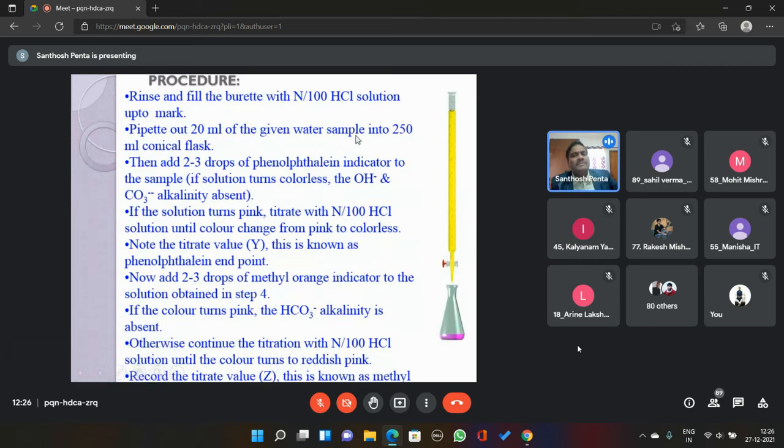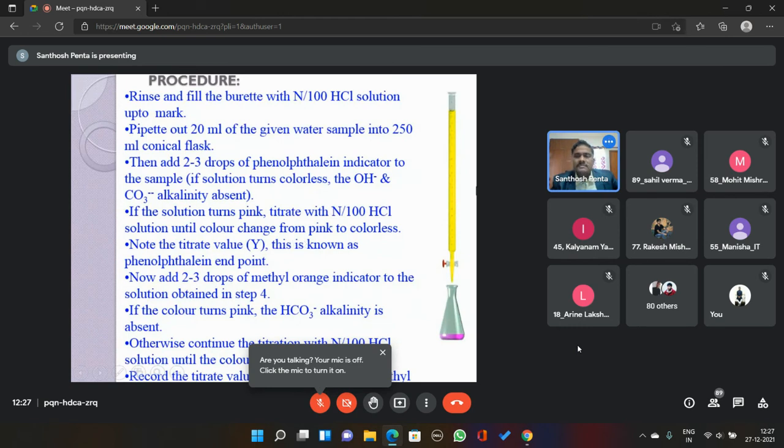Pipette out 20 ml of the given water sample into a 250 ml conical flask. That means 20 ml of the water sample, the water which has alkaline nature. Pipette it out into this conical flask. Then add 2 or 3 drops of phenolphthalein indicator to the sample. Because this is an acid-base titration, simply add 1 or 2 drops of phenolphthalein indicator. If the solution turns colorless, the hydroxide and bicarbonate ions are absent. If the solution turns pink, then some ions may be there.